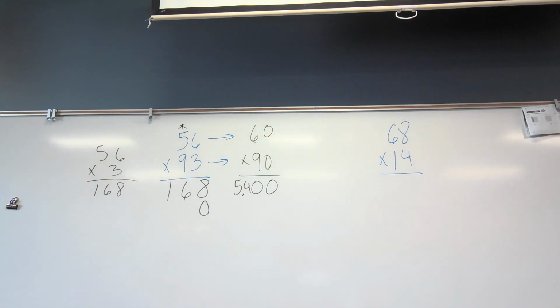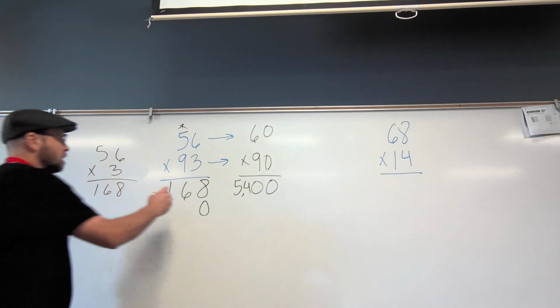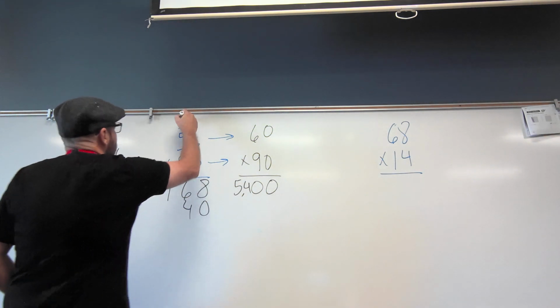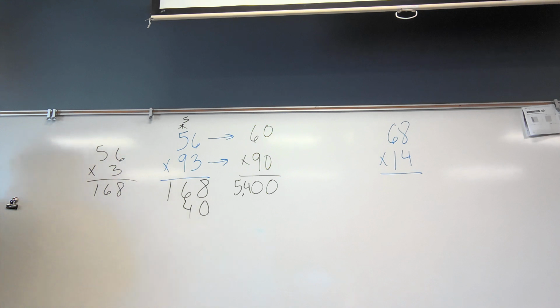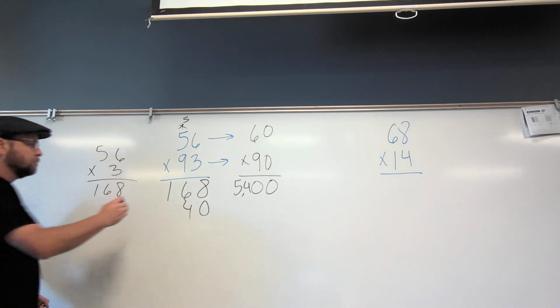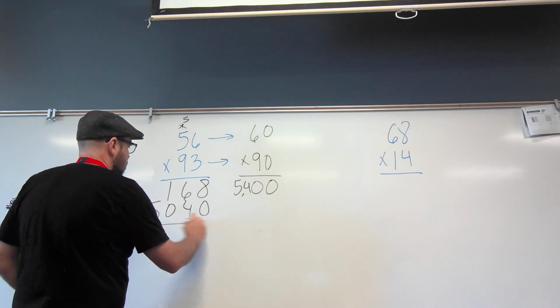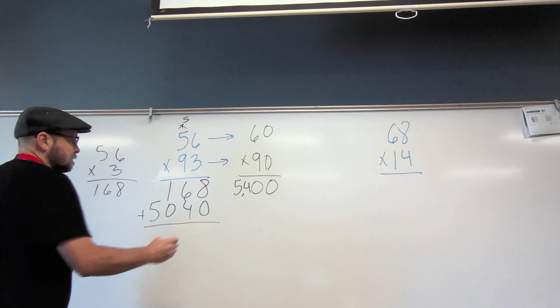9 times 6 is 54. So like 4 tens and 5 hundreds. 9 times 5 is 45. 45 plus 5 more is 50. We add these two products together.